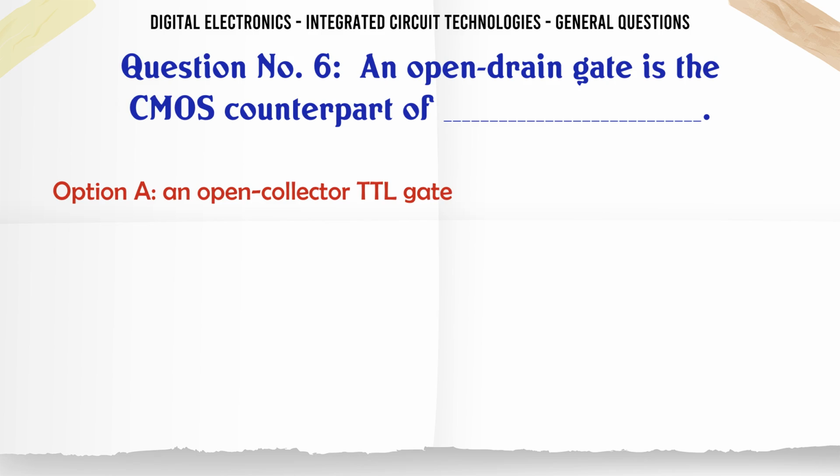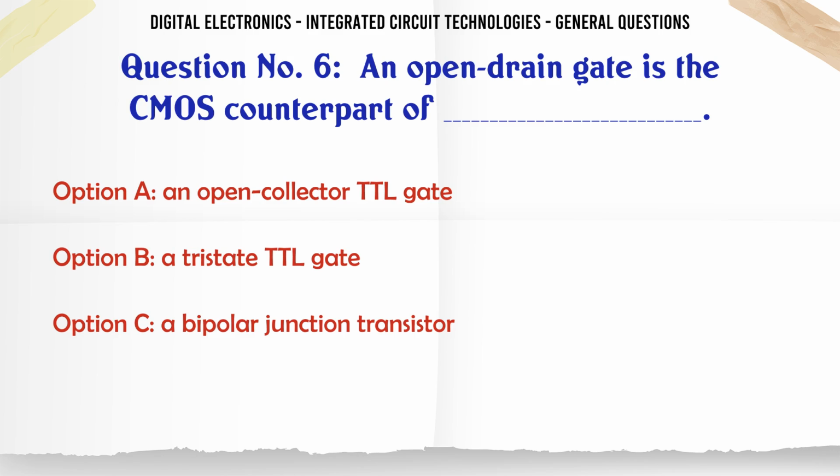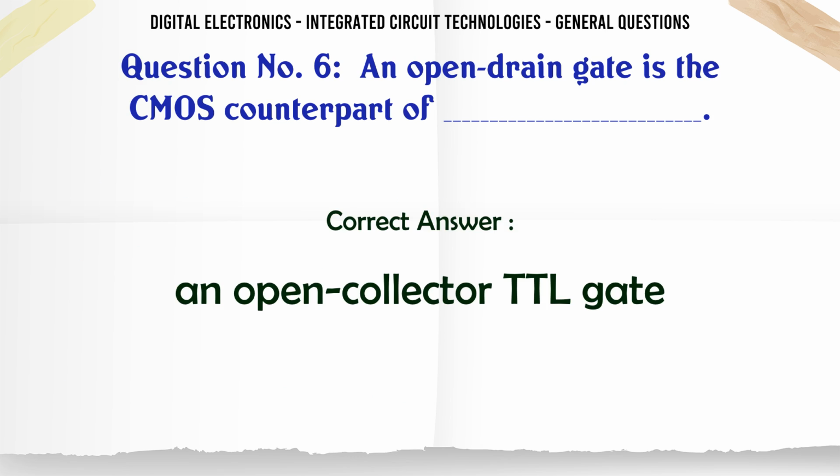An open drain gate is the CMOS counterpart of A, an open collector TTL gate. B, a tristate TTL gate. C, a bipolar junction transistor. D, an emitter-coupled logic gate. The correct answer is an open collector TTL gate.